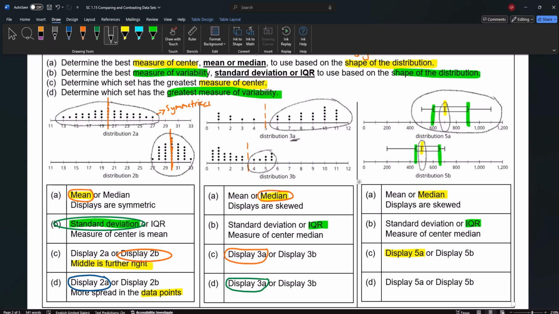And then last but not least, determine which set has the greatest measure of variability. We want to take a look and see which box is wider. When we compare both box plots in terms of size, we see that distribution 5A is actually a lot bigger than distribution 5B. And that's that.